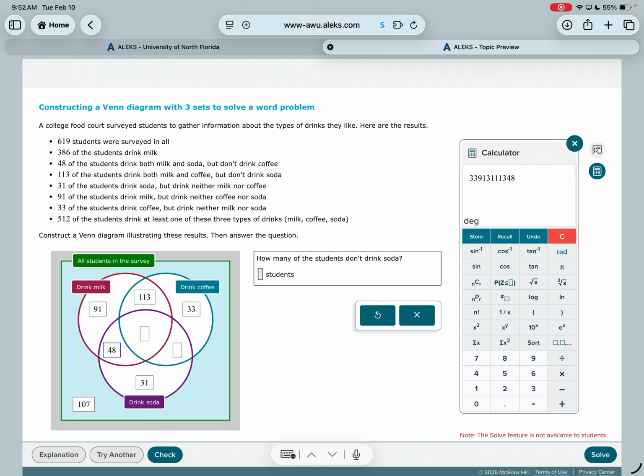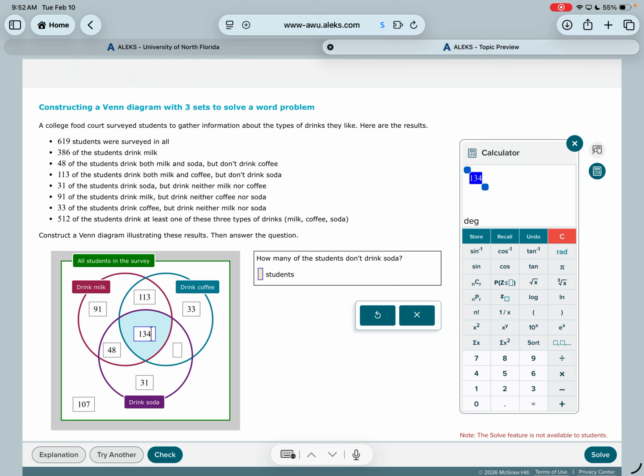386 of the students drink milk. Well, that's everybody that drinks milk, so I'm going to do 386 minus 91 minus 48 minus 113. So I subtract all of these, and this is going to give me that middle number. Finally, that's 134.